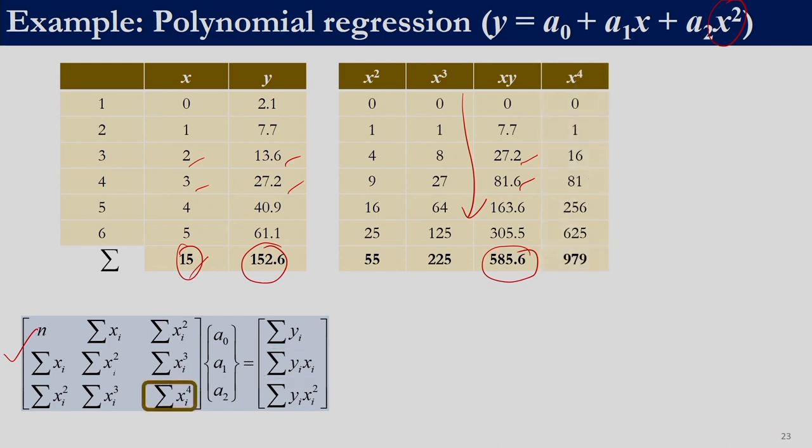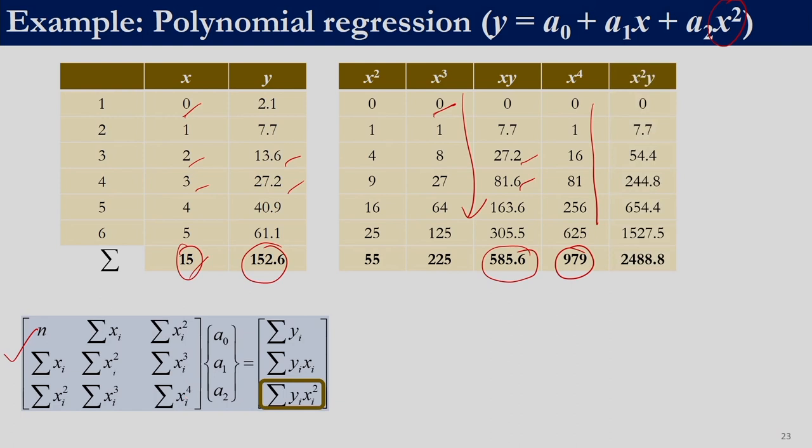X power 4, again each value to the power 4, and this summation happens to be 979, which will be required over here. Then we require x square times y. So x square is over here, y is over here. So 0 into 2.1 is 0, 7.7 into 1 is 7.7, 13.6 into 4 is 54.4, 27.2 into 9 is 244.8, and then we need to sum this vector, so that will be 2488.8.